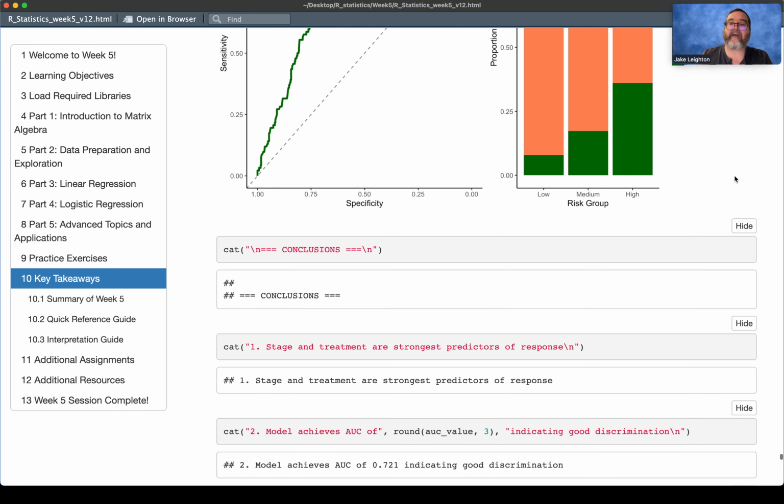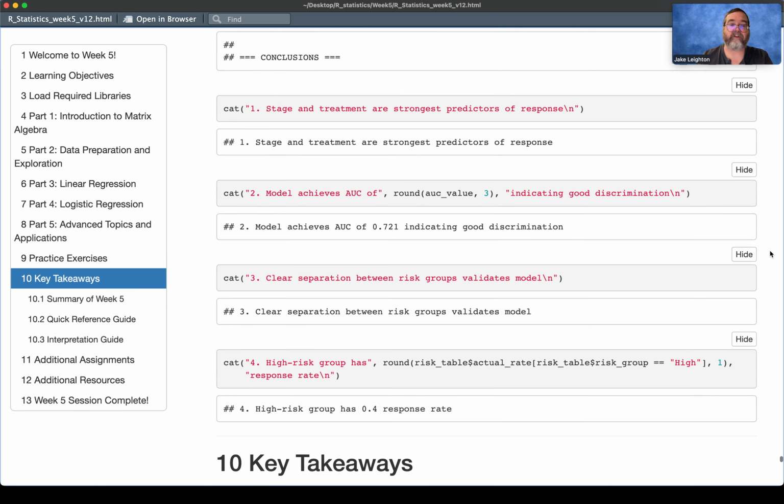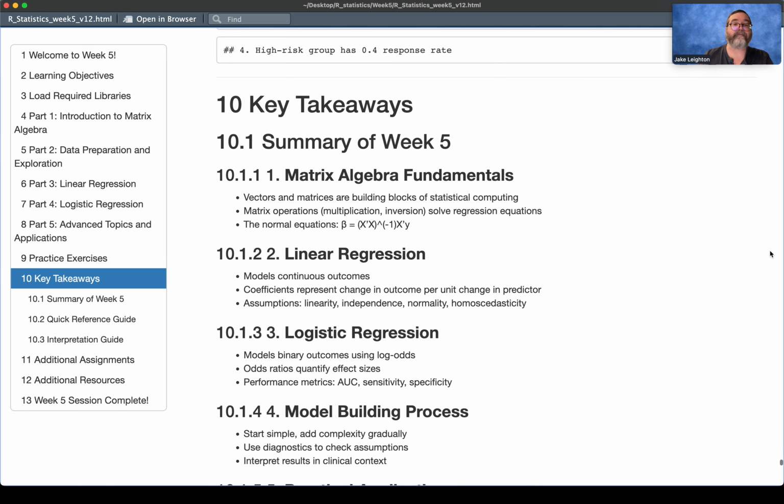So what I want you to get out of that is some repetition and the idea that you can make these predictions from the model and make new risk groups or more risk scores, things like that.